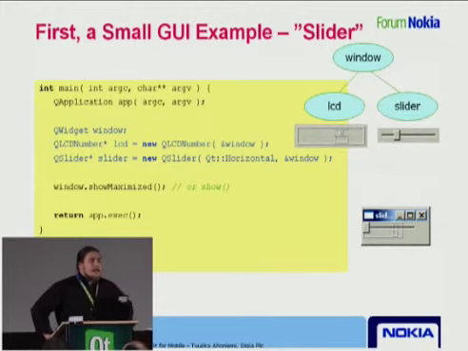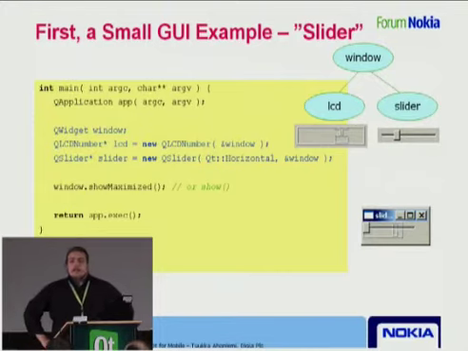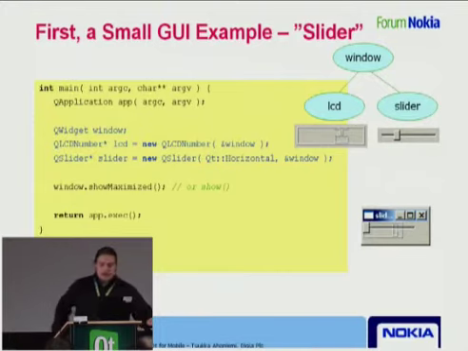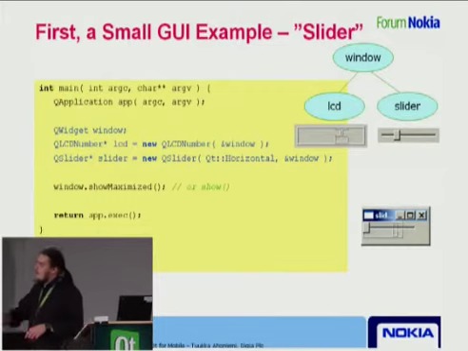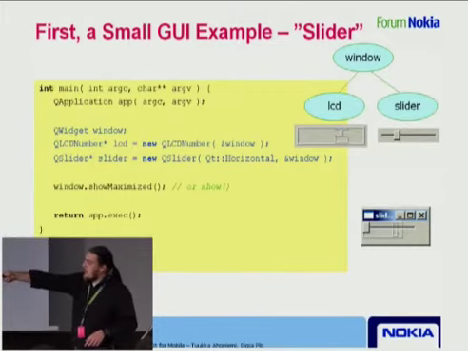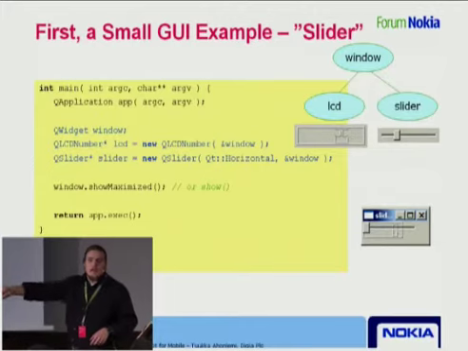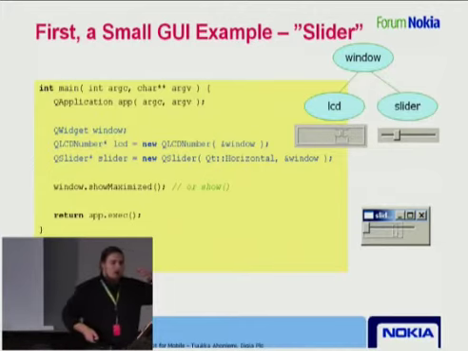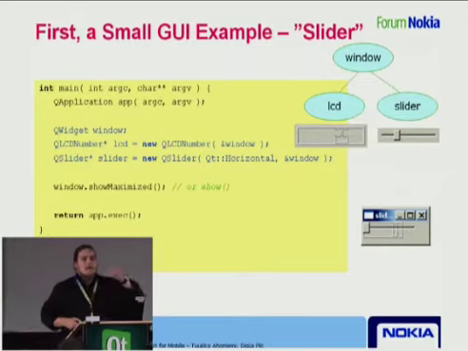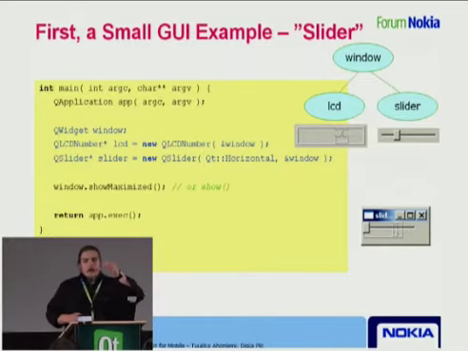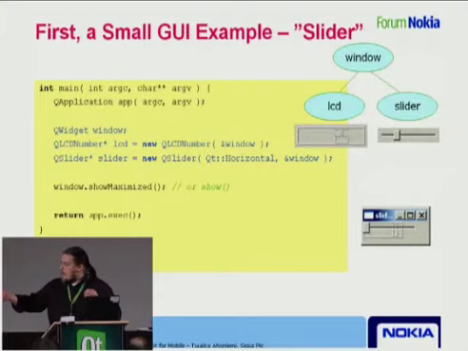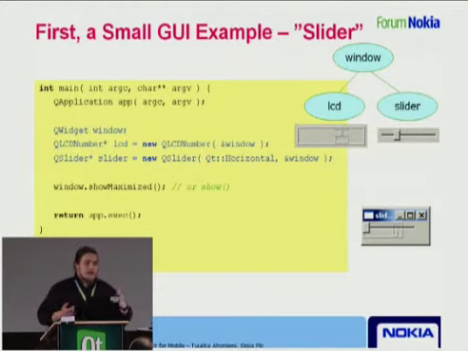The responsibilities of the Qt application object is basically to handle all the communication with the windowing server, to initialize the session, and most importantly, to provide the event loop for your application, which is this exec function here. So the whole execution time of your user interface is going to be inside this function. We're in the event loop waiting for the end user to do something. So you'll always have the Qt application there.